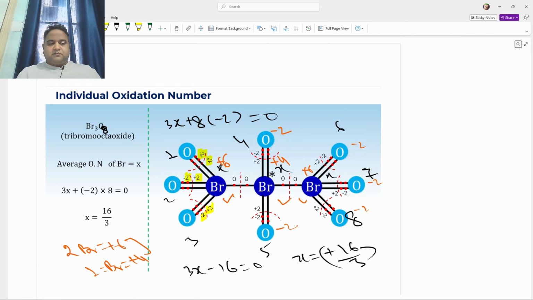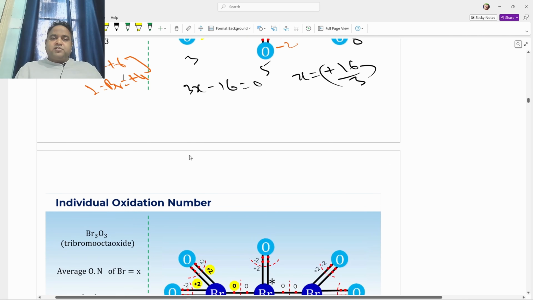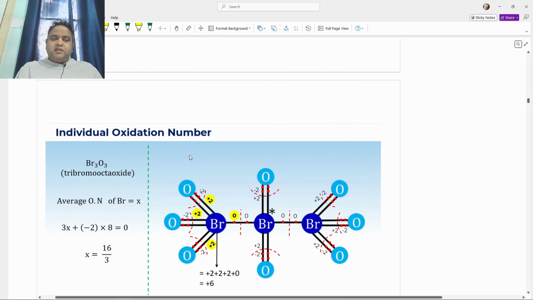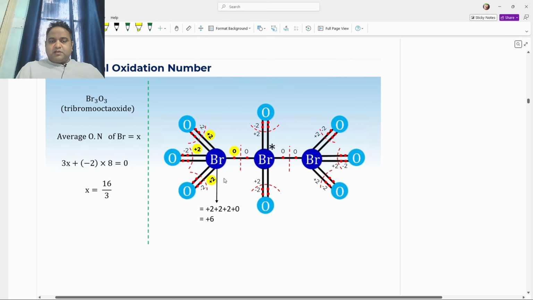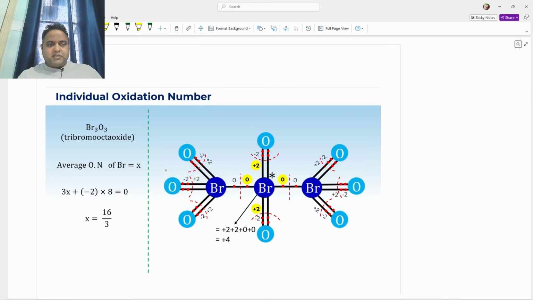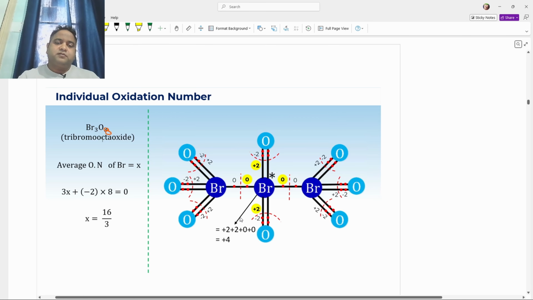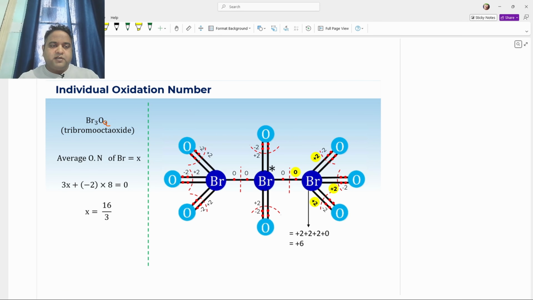So this is going to be the average oxidation state, plus 16 by 3, and the individual oxidation states are going to be plus 6 and plus 4. This is again, you just check that, Br3O8. This again Br3O8. Correct.